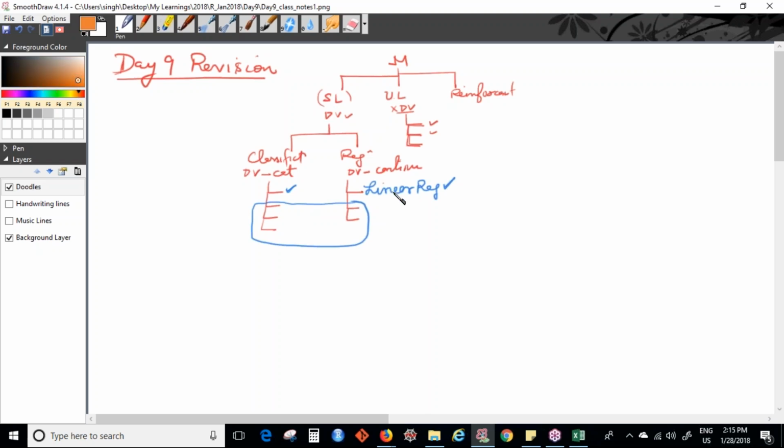After doing linear regression we will do something called logistic regression. That will be for classification, and then we will see some common algorithms used for both. So let's see linear regression in details.